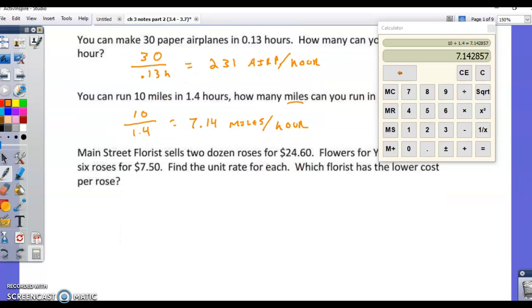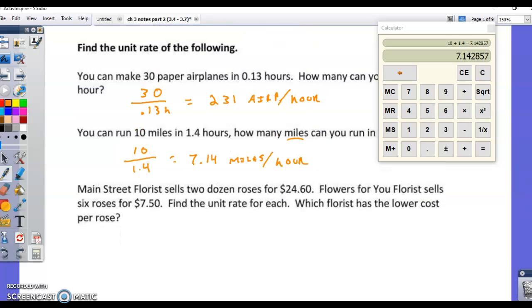All right, so here's one where we're comparing two unit rates. Going back to that cereal example that I mentioned a second ago, Main Street Florist sells 2 dozen roses for $24.60. Flowers for You Florist, so we are talking about 2 different companies, sells 6 roses for $7.50. Find the unit rate of each. Which florist has the lowest cost per rose?